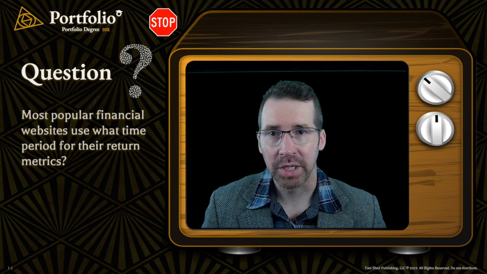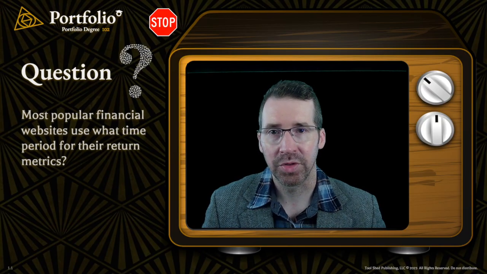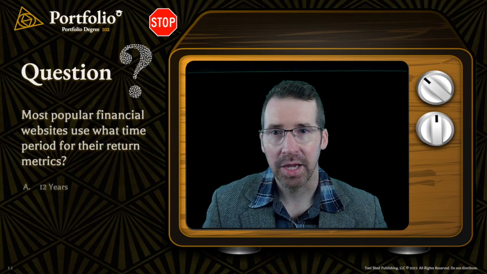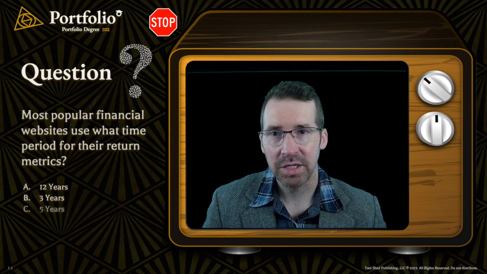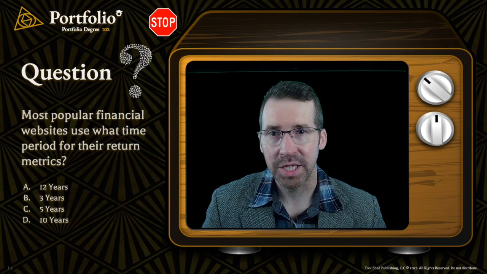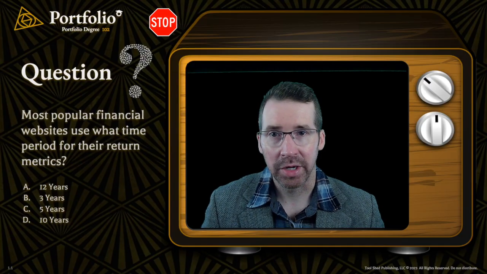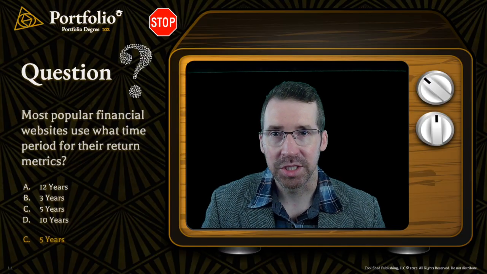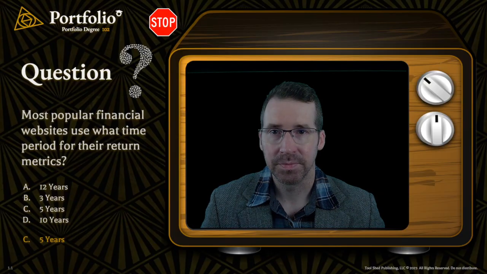All right, it's time for our second question. Most popular financial websites use what time period for their returns? A, 12 years, B, 3 years, C, 5 years, or D, 10 years? Now, I did say this, I don't know if you caught it. The answer is C, 5 years, which, as we just talked about, might not be helpful based on your strategy.